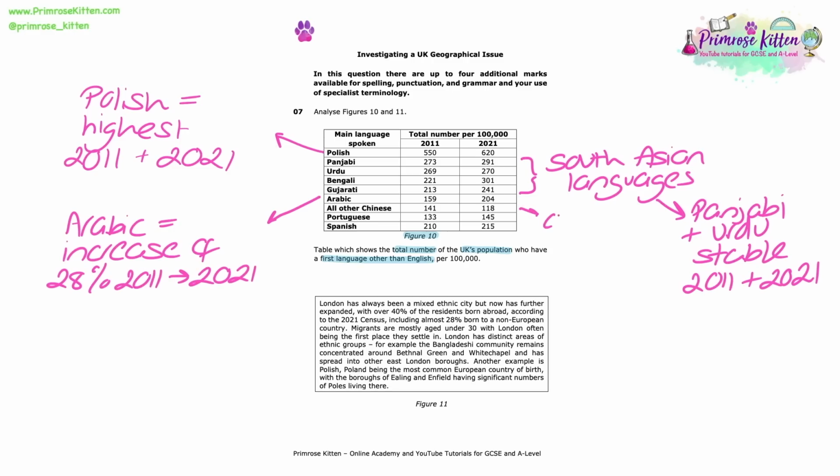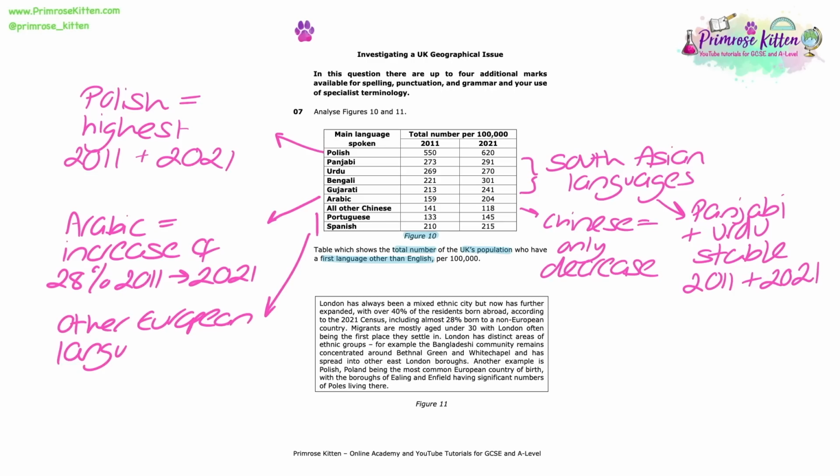A further point to note is that "all other Chinese languages" is the only listing in this table that sees a decrease in the number of speakers between 2011 and 2021. Finally, there are 2 other European languages listed, Portuguese and Spanish, both of which only see a slight increase in the time period identified.